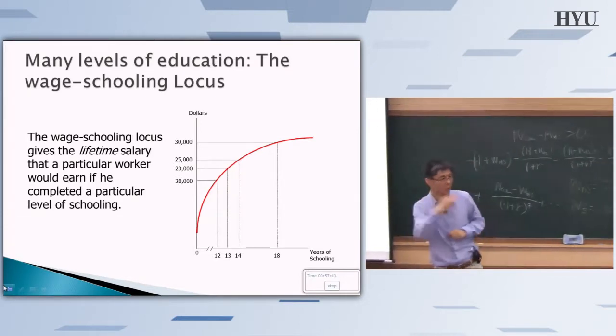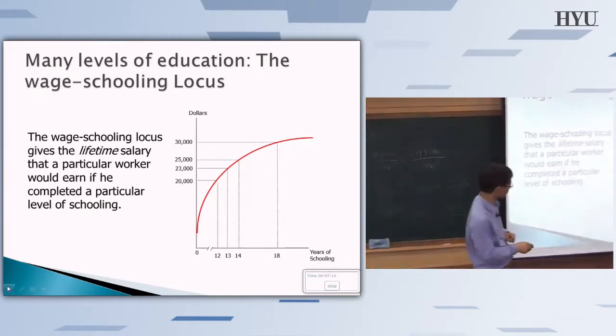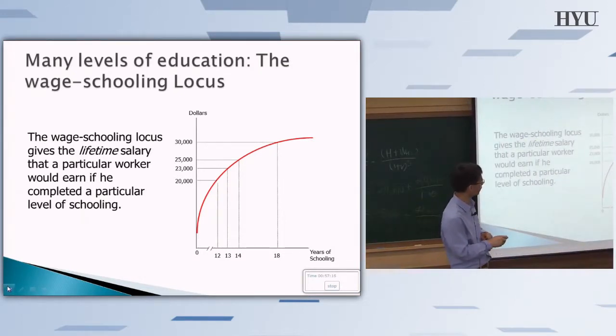Okay, so each person has a wage schooling locus. So for this particular person, for 12 years, each year this person, let's say, earns $20,000. For 13 years of education, $23,000, and on and on and on. Okay, so you just connect all those points, then you have the wage schooling locus.